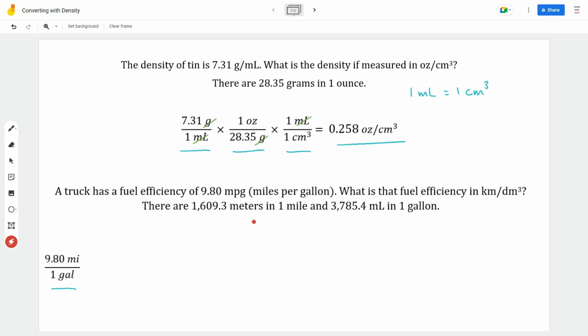So I am going to use a conversion factor they gave me here, so I can go from miles to meters. Here is my conversion factor. In 1 mile, there are 1,609.3 meters. My miles cancel, and now I'm left with meters. However, I need to go to kilometers, so I need another conversion factor. There are 1,000 meters in 1 kilometer. So my meters cancel, and now I have converted into kilometers.